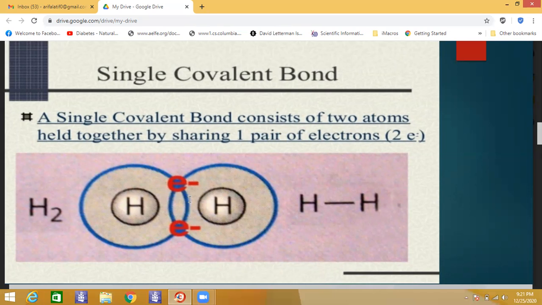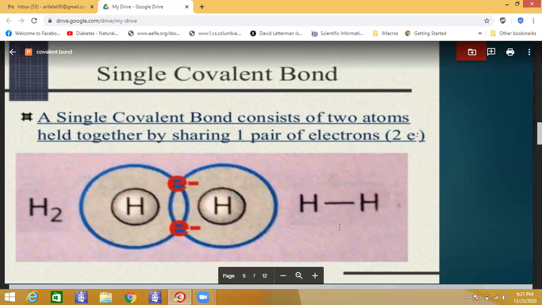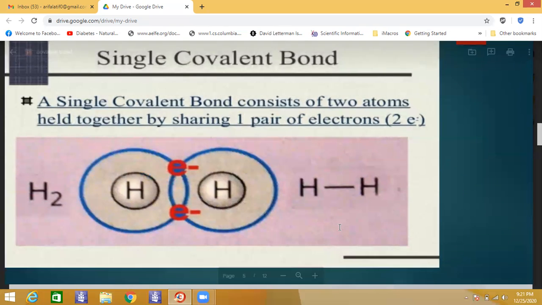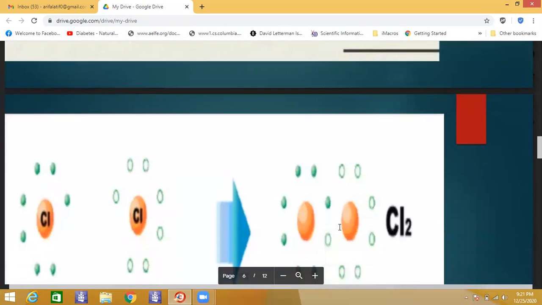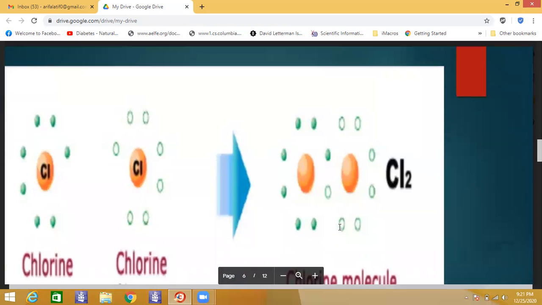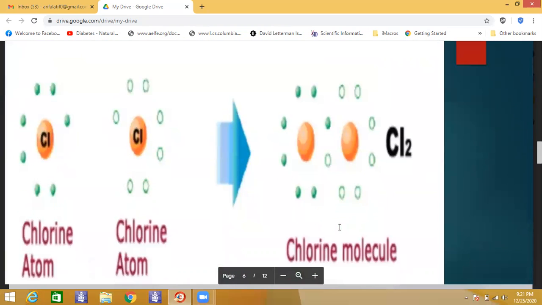So this bonding pair of electrons is represented with a single short line like this, as I told you. So this is the symbolic representation, or small line, for the single covalent bond. Look at another example, which is the chlorine molecule.